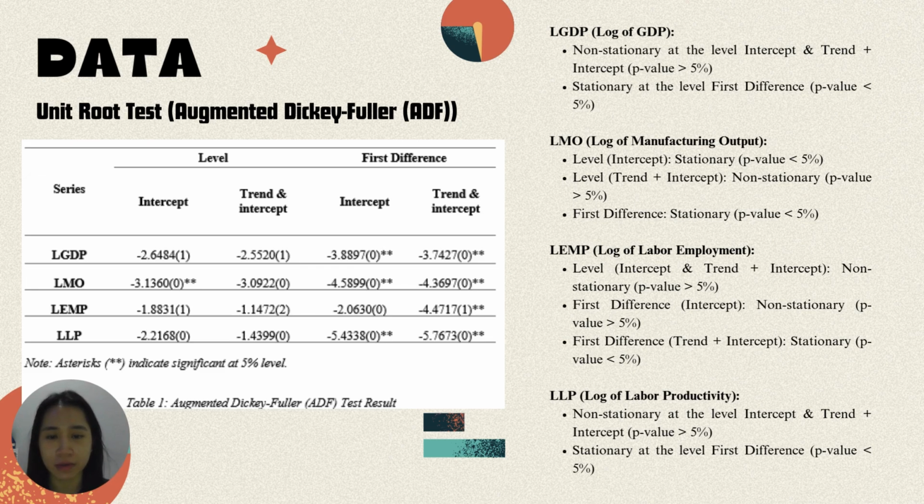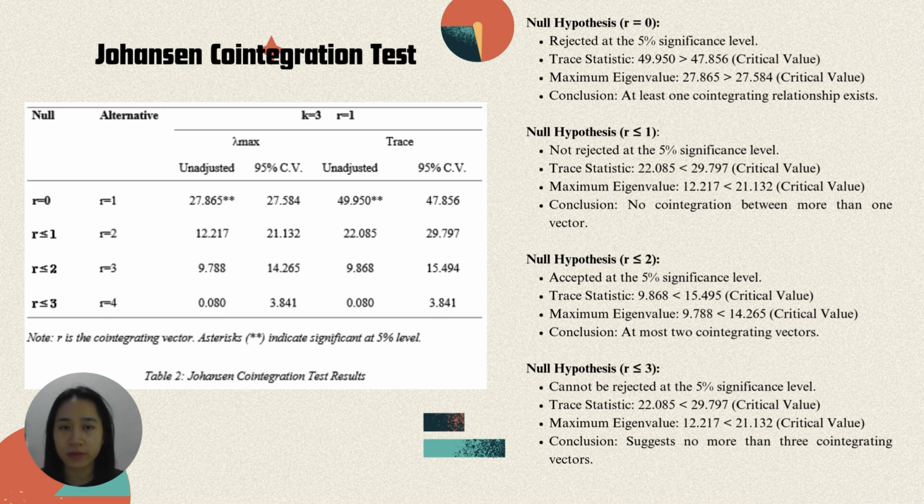Here we can see that the majority of the variables are non-stationary in their levels, but become stationary at their first difference. Now let's look at the result of the Johansen cointegration test.